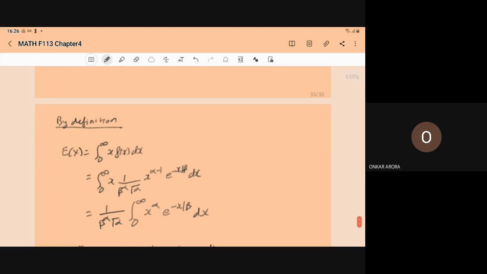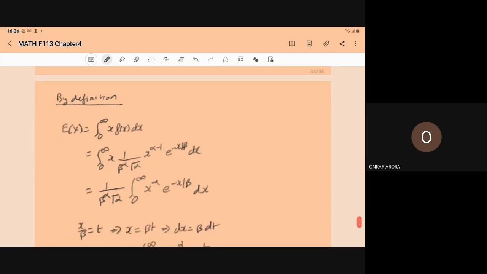What is the f(x) for the gamma variate? So x into 1 upon beta to power alpha gamma of alpha, and x to power alpha minus 1 e to power minus x upon beta dx. So 1 upon beta to power alpha gamma of alpha you can write outside the integral. Now the integral will be 0 to infinity; here we have x and here we have x to power alpha minus 1, so that can be written as x to power alpha e to power minus x upon beta.